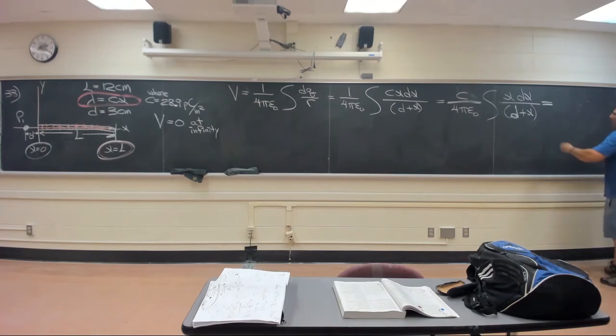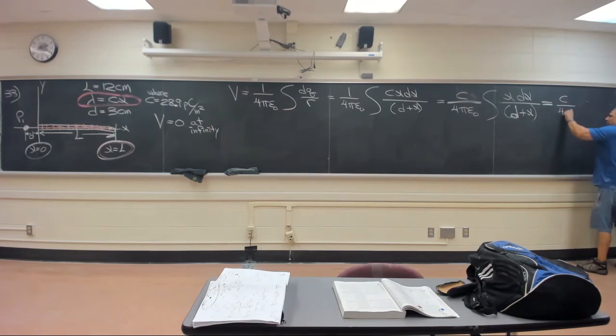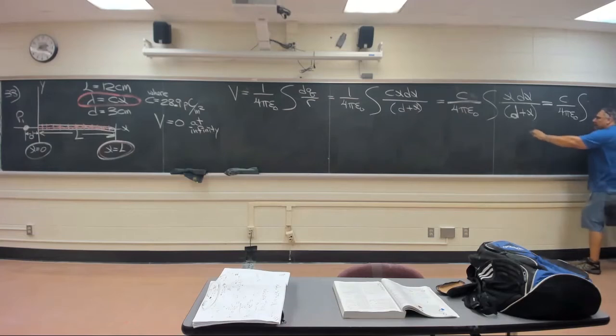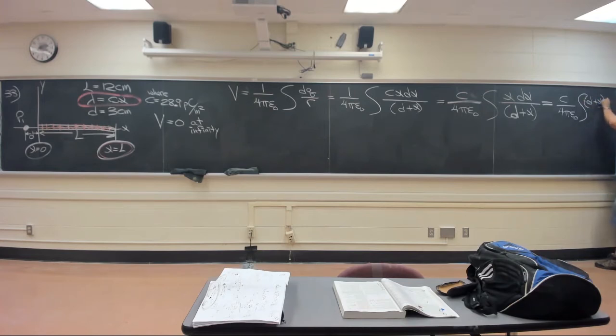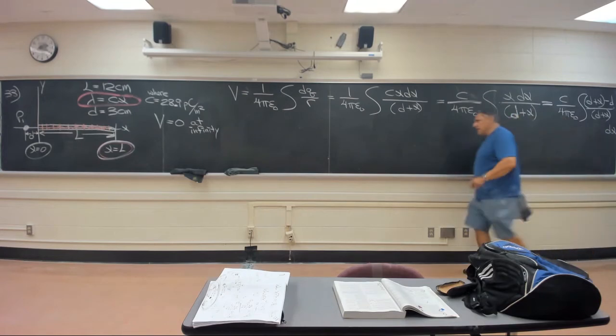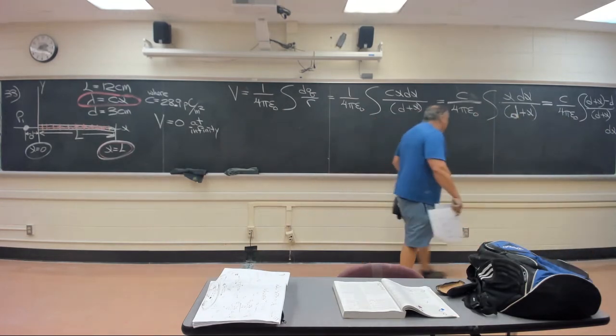Okay, look at this right here, guys. We're going to make this C over 4 pi epsilon naught, like that. X is the same as d plus x minus d. And this is d plus x. And the whole thing's going to be dx. And of course, I ran out of room. Put the dx right here. That's going to be this guy. So that's going to be everything we've said.